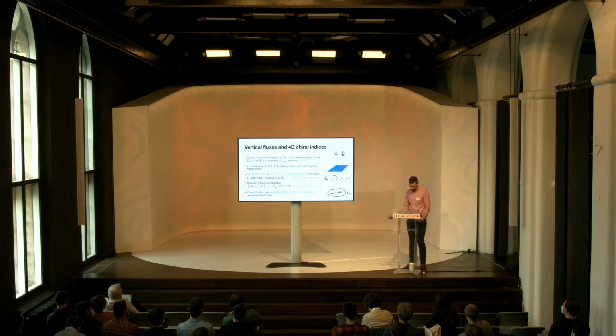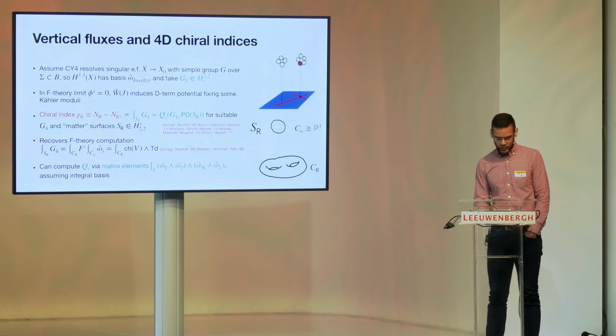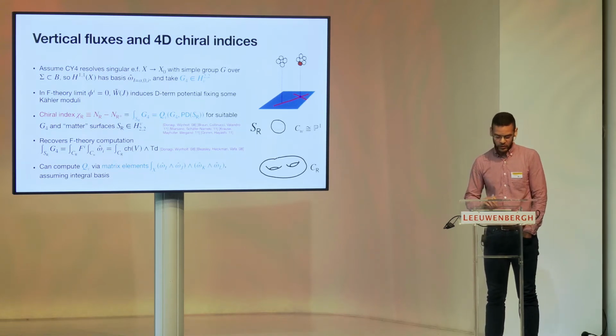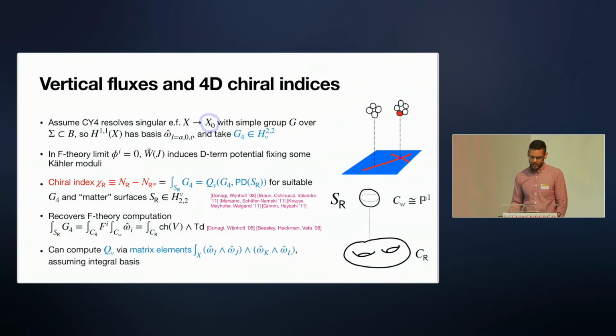Okay. So let's first talk about vertical fluxes and their relationship to 4D chiral indices. I'm going to assume now that my CY4 is not just an ordinary or generic Calabi-Yau, but that it has an elliptic fibration structure. And I'll moreover assume that it resolves some singular choice of elliptically fibered Calabi-Yau X naught, which corresponds to the F-theory background. And I'll assume that the singularities that have been chosen correspond to a simple group G. So I'm not going to consider U(1)s in this talk, but much of what I discuss today can be extended to the case where you have U(1)s. This group G will be tuned over a gauge divisor sigma sitting inside of the base.